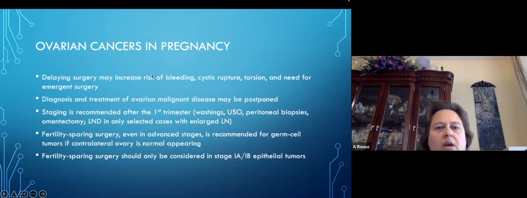Delaying surgery may increase risk for bleeding, cystic rupture, torsion, and need for emergent surgery. So it's not ideal necessarily. But if it's diagnosed late in pregnancy and you know delivery is soon, you may be able to delay it until they're postpartum. You definitely want to stage them when you do their surgery past the first trimester. So it includes your washings, peritoneal biopsies, omentectomy, lymph nodes if appropriate and they're enlarged. Even in advanced disease, you may consider fertility sparing treatments if the contralateral ovary is normal. But you only want to consider it for the epithelial in the early stage diseases.